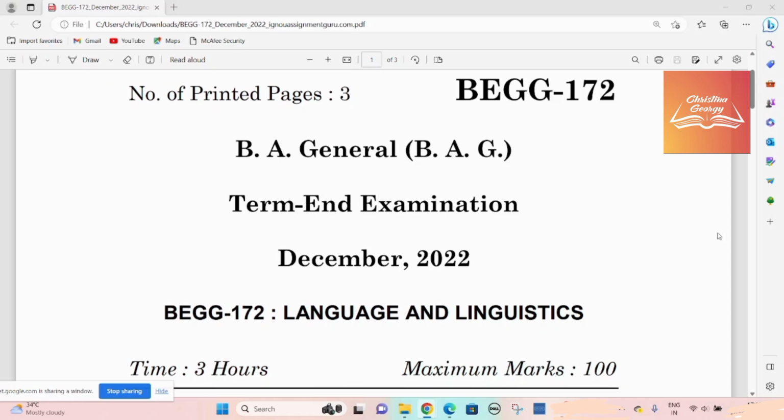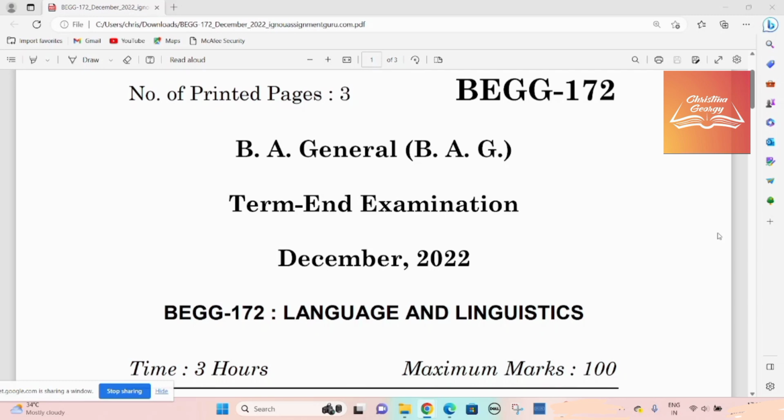Firstly, make sure that you know your right program code. You could be students of BAEGH, BAPAH, BAHIH, BASOH, BAPSH and many more. So please be aware of your respective program code. Apart from that, within a particular program, you would have several course codes to study. For example, BEGG 172 is your course code with respect to this particular paper in discussion. And the course title is Language and Linguistics.